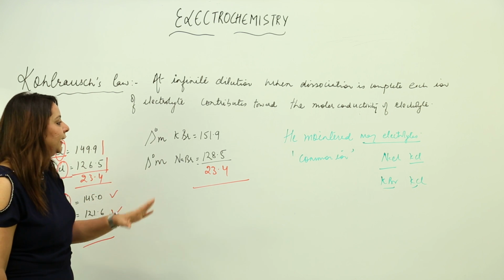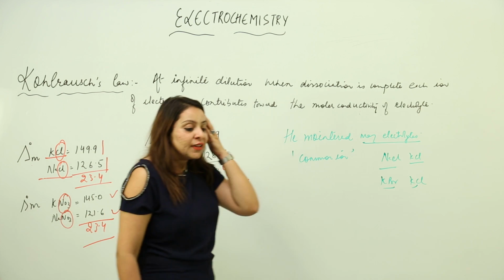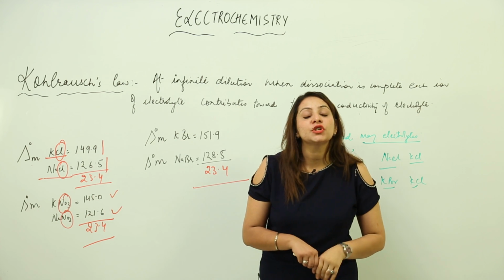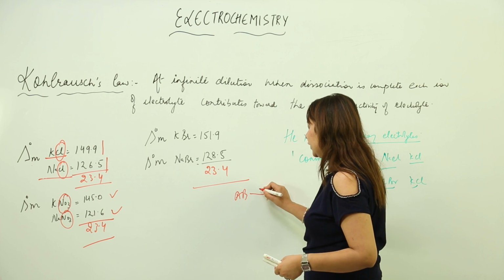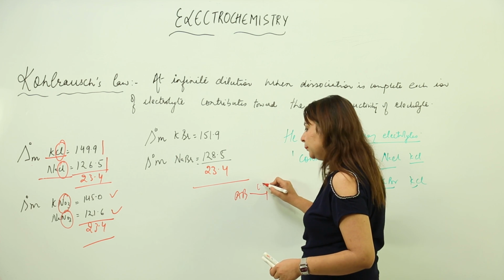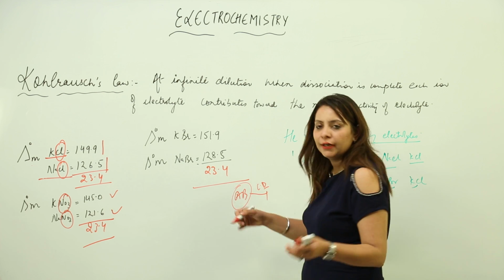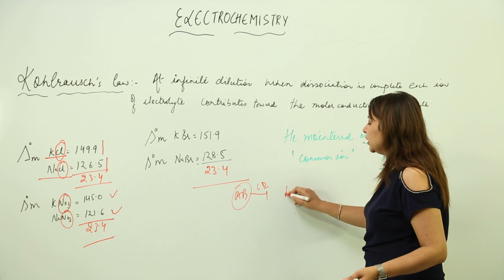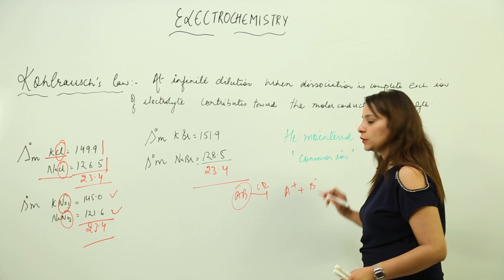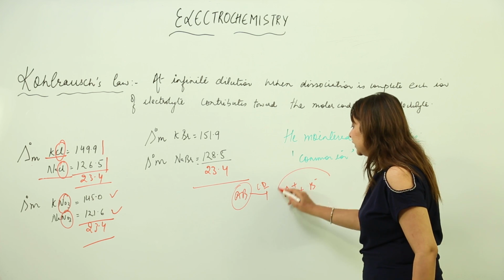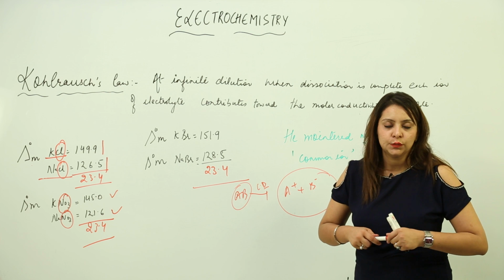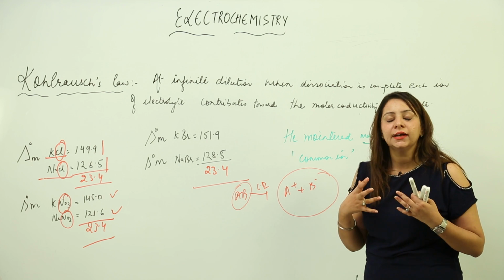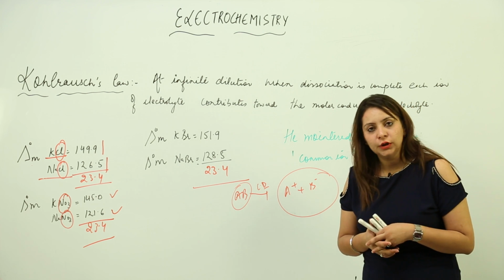One more thing you need to remember: if we talk about any electrolyte which completely dissociates, suppose I take the example of AB. If it is a strong electrolyte, it will completely dissociate. In this case, the positive and negative ions have an equal contribution towards molar conductivity.